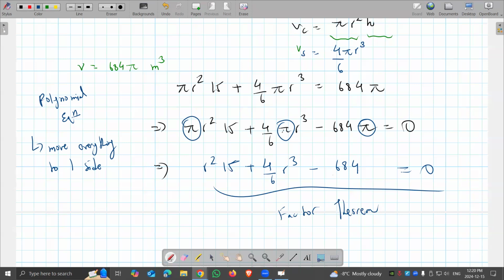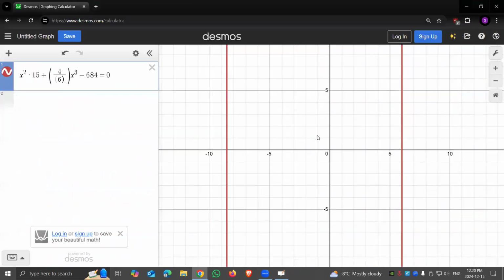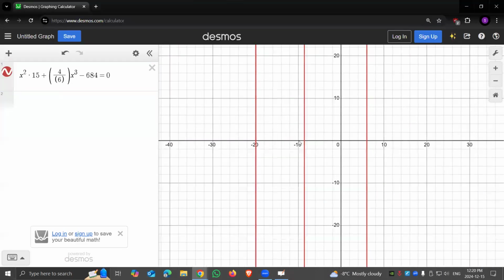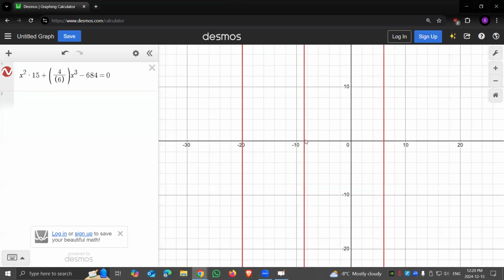So x squared times 15 plus 4 over 6 x cubed minus 684 equals 0. So I graph this. This is what I got. Remember, what does x represent here? X represents the radius of the silo, right? So as you can see, we got 3 x-intercepts, and I hate that I can't ping these.